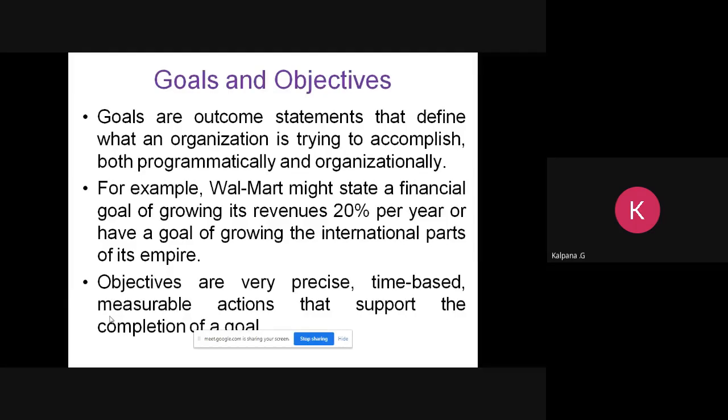When we talk about objectives, in contrast to goals, objectives are very precise, time-based, measurable actions that support the completion of the goal. The time span for achieving a goal could be many years, which means it will run for a longer period of time. It could be 5 years, 10 years or even 20 years, depending on the goals set or framed by the organization. Objectives are those that help in achieving the particular goal set by the organization.